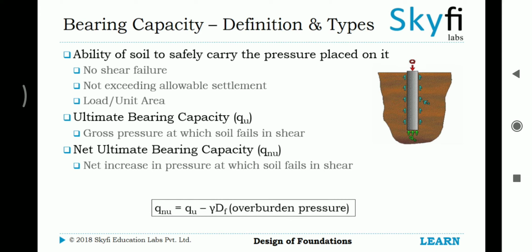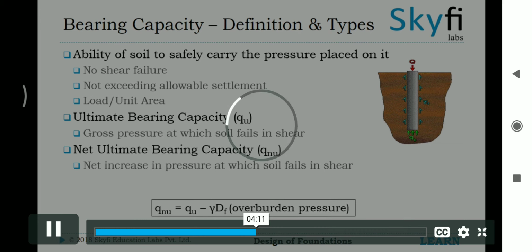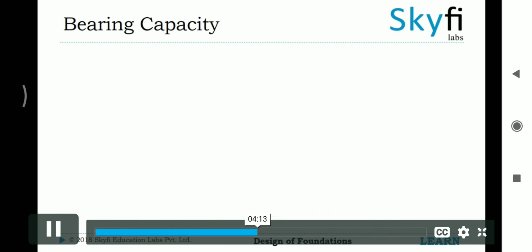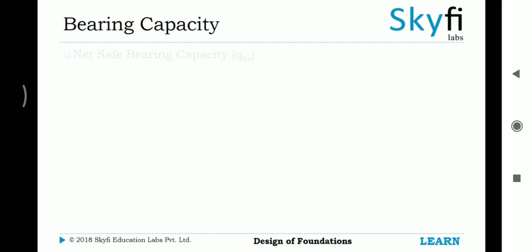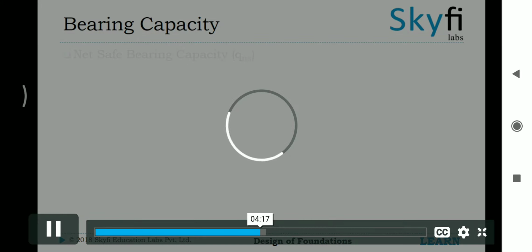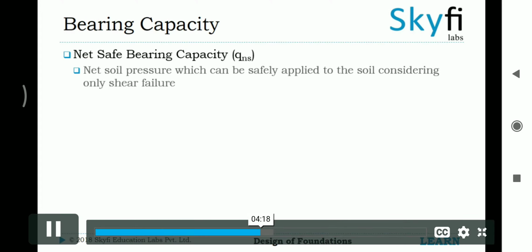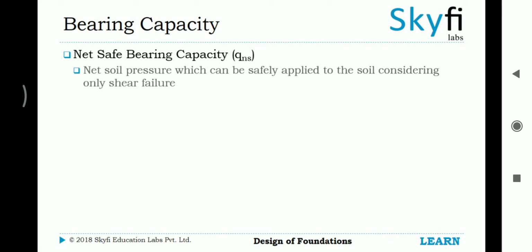It is given by the difference of the ultimate bearing capacity and the overburden pressure acting on the soil. The net safe bearing capacity, QNS, is defined as the net soil pressure which can be safely applied to the soil without failure. Only shear failure is considered in this case. The net safe bearing capacity is given by the ultimate bearing capacity divided by a factor of safety. The factor of safety is usually taken between 2 to 3.